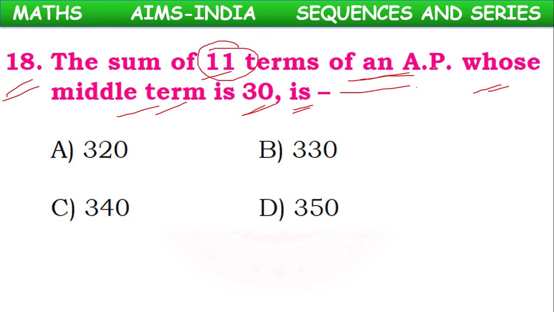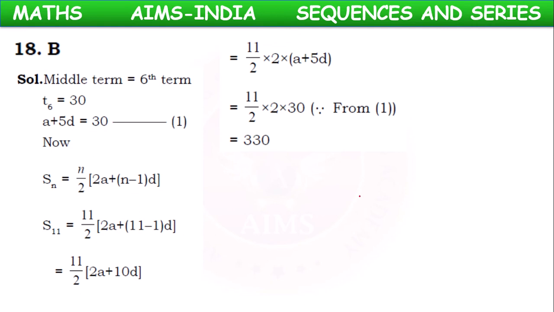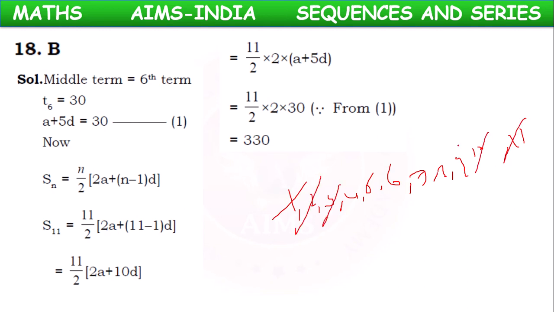We have to find the sum of 11 terms of an AP, in which the middle term value is 30. For finding the sum of 11 terms, they have given one hint: the middle term value is 30. Out of 11 terms, 1, 2, 3, 4, 5, 6, 7, 8, 9, 10, 11, if you see the middle term, 1 and 11 cancel, 2 and 10 cancel, 3 and 9 cancel, 4 and 8 cancel, 5 and 7 cancel.